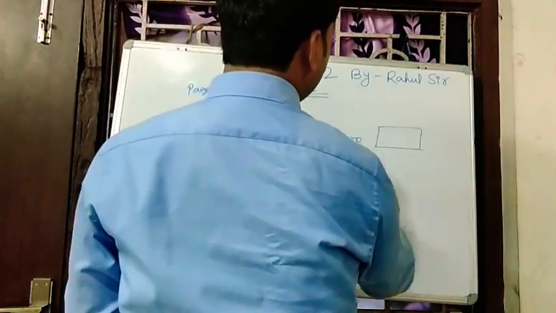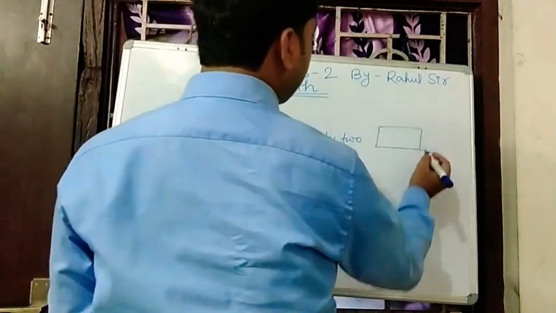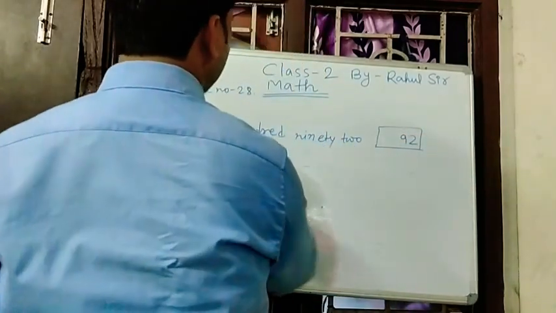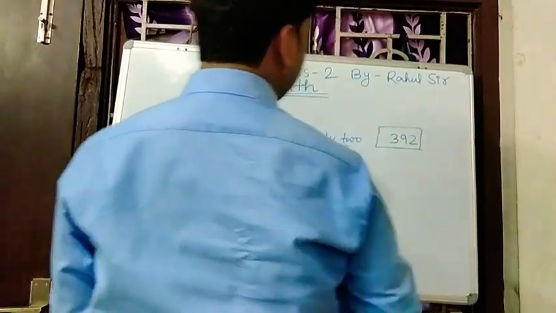392. So we will first write 92 and then 100. 300. Okay?